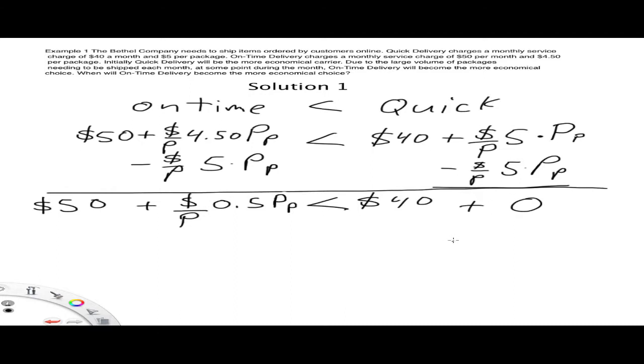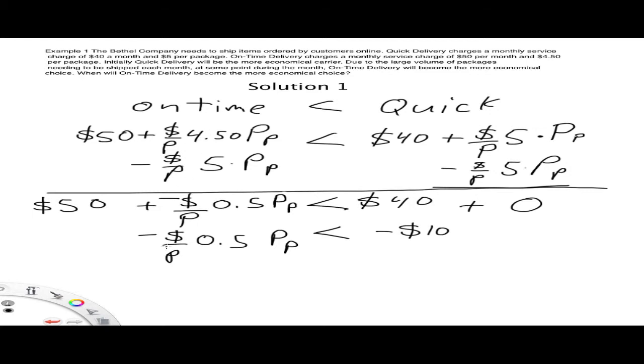I'm going to subtract 50 from both sides of the equation, and 40 minus 50 is a negative $10. And 0 is just 0. This becomes 0. 50 minus 50 is 0. And so I'm left with dollars per package, 0.5 times packages. P is less than this. This is a negative, right? I hate it when I drop my negative signs, but always good to line it up so I can check.